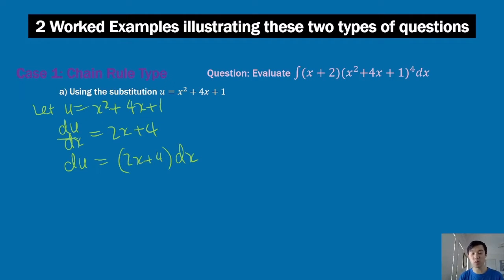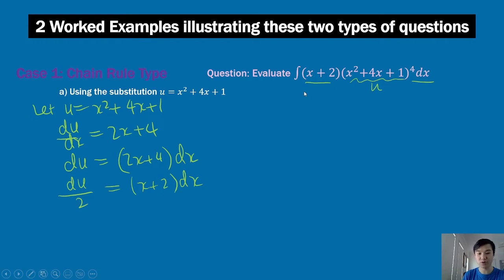Now, the next step is we want to rewrite this entire integral in terms of u. So I can see that the x squared plus 4x plus 1, this thing inside, will just simply become a u. But I want to make sure I convert all the x's in terms of u. So I see here I have an x plus 2 dx, but here I have a 2x plus 4 dx. But I want an x plus 2 dx. What I can see is I can divide both sides by 2. So du divided by 2 is just going to be x plus 2 dx. So now I got an x plus 2 dx.